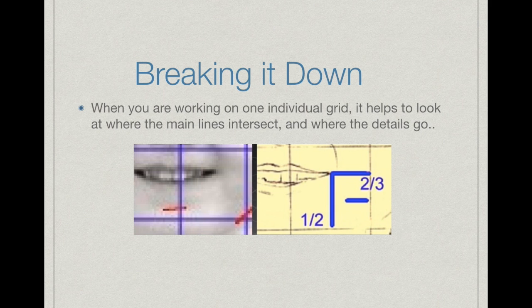So breaking down each square, it's really fun. I think you're really going to enjoy this because it's like a whole bunch of just simpler drawings. When you're working on one individual grid, it helps to look at where the main lines intersect and where the details go. I kind of eyeball this rather than making marks, but like looking at where the mouth is, it's about even with 2/3 of the way up the square and about halfway across the square. So you can think of it that way when you're measuring it out. And you can fix it little by little as you go if you erase it or if you make mistakes.